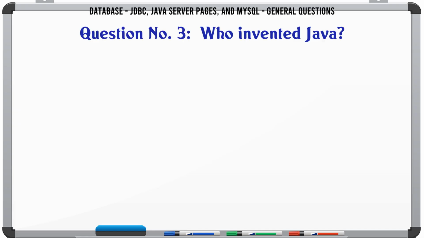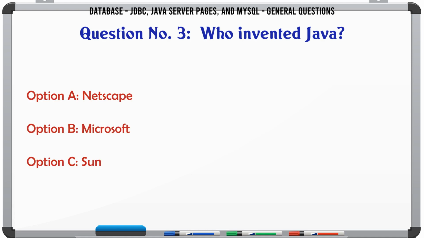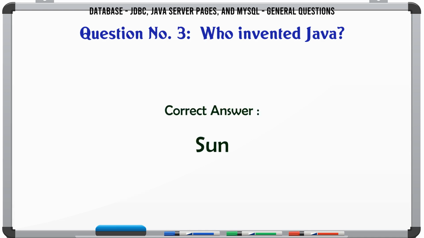Who invented Java? A. Netscape. B. Microsoft. C. Sun. D. None of the above is correct. The correct answer is Sun.